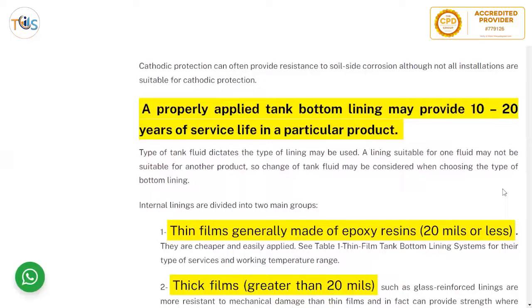Type of tank fluid dictates the type of lining that may be used. A lining suitable for one fluid may not be suitable for another product, so change of tank fluid may be considered when choosing the type of bottom lining.